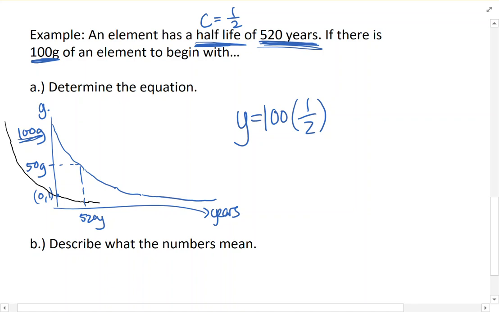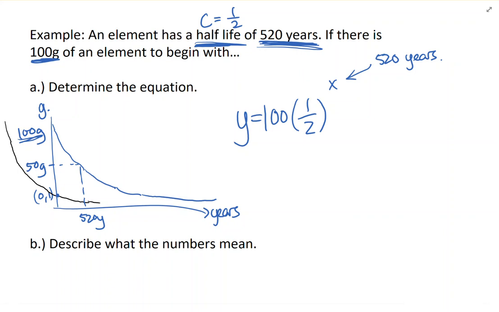Now next, we need to think about our exponent part. How often is our number being multiplied by half, or how often is it being cut in half? Well, it's happening every 520 years. So I'm just going to start by putting x here. So we know this should represent every 520 years. Okay, so that's one way it could be written.